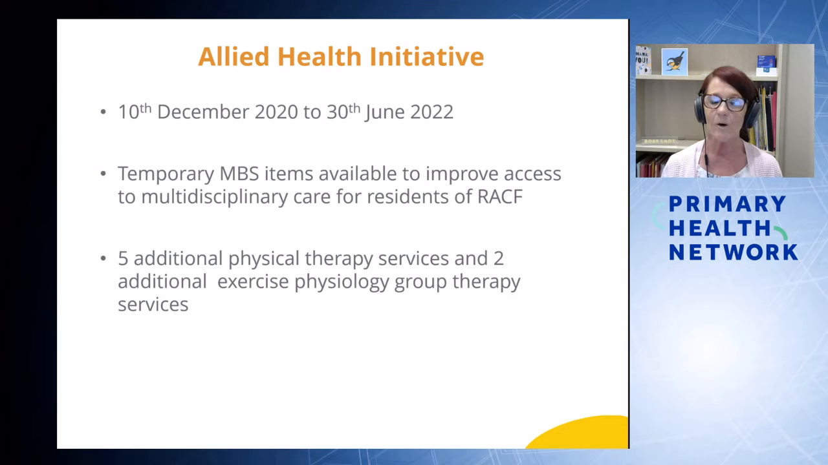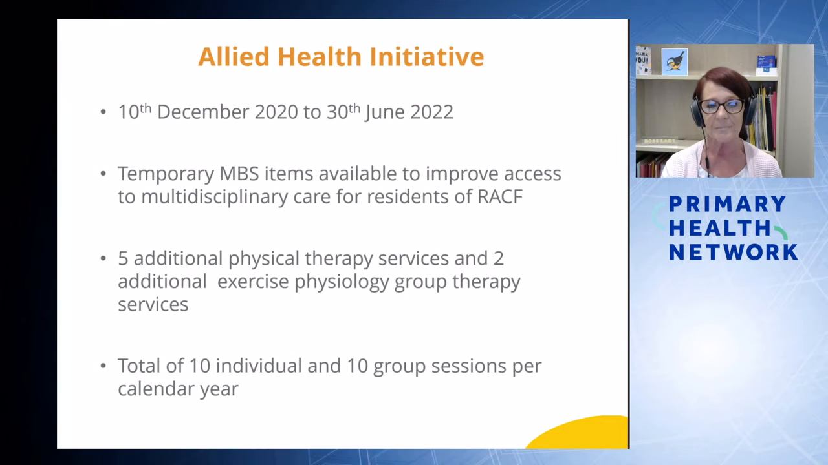What it means is there are now an additional 5 physical therapy services and an additional 2 group therapy services for exercise physiology. So at the moment we have 5 services available in total. This is giving us a further 5 plus a further 2 group sessions, which takes the totals to 10 individual services and 10 group sessions per calendar year. So if anyone's thinking like I am, it's October, nearly November, now's the time to get these referrals happening so we can get as much as we can between now and the end of the year, so that we can start again in January.